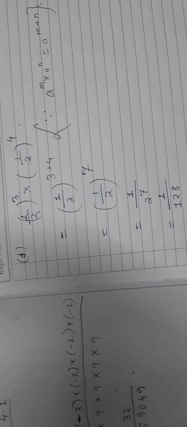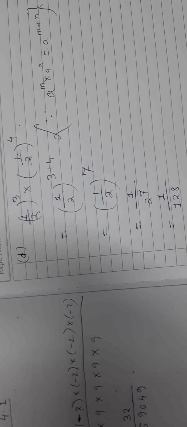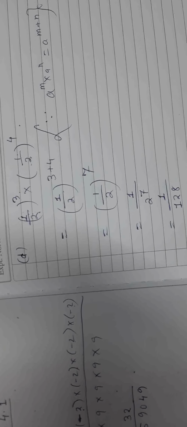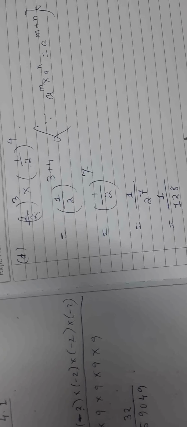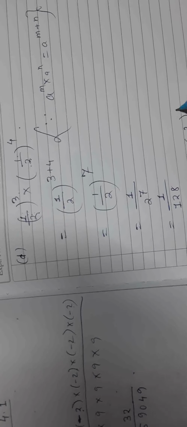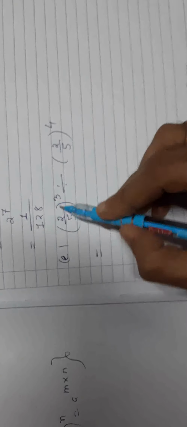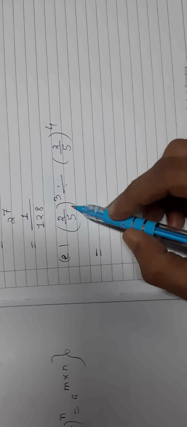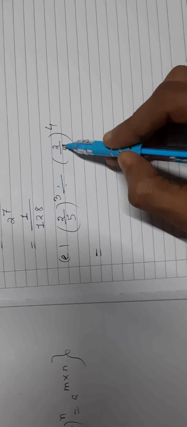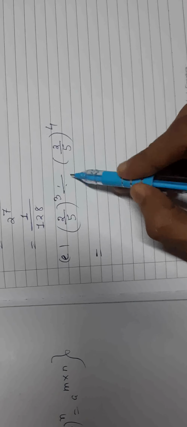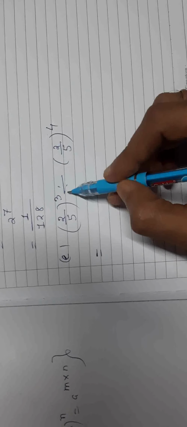Fifth question, that is question number E. (2/5) whole cube divided by (2/5) whole to the power 4. Now here also you can individually evaluate the expression, or else it would be better that you go by the formula, the laws of exponents, since it will hold that formula. Now here you see 2 by 5, here also 2 by 5, that means my base is same.